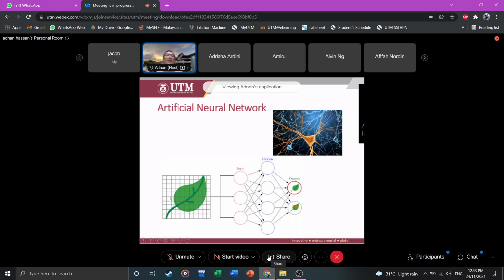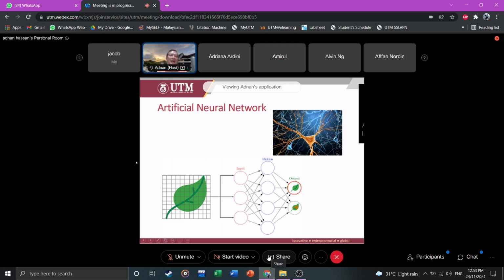For example, if we give this leaf, a leaf from a tree, we represent this in terms of binary. We divide this shape into pixels. I think you are familiar with pixels, right? When you take a photo, you get pixels, right? Yes. So this pixel can be represented by 0 and 1. And if you have color, the representation requires more memory. 0, 1, 0, 1, and so on.